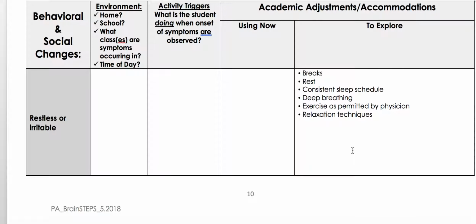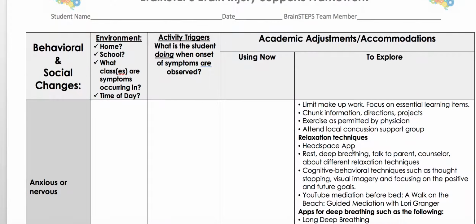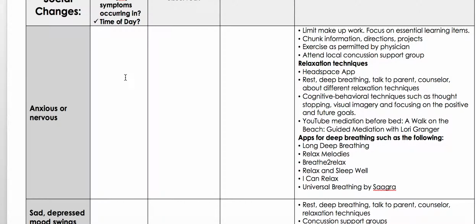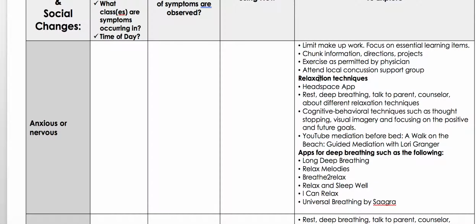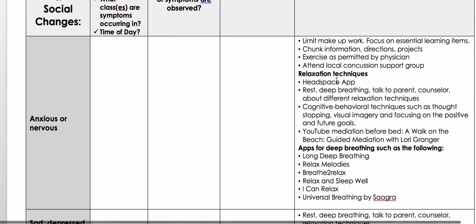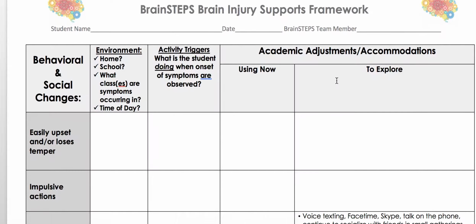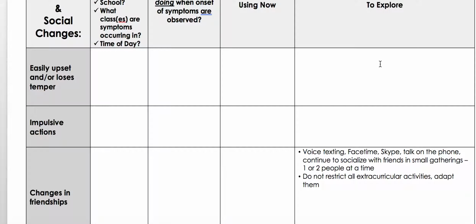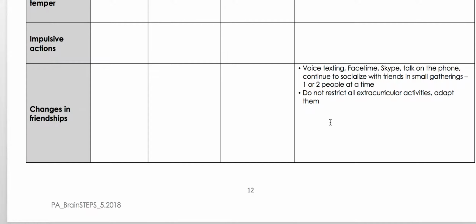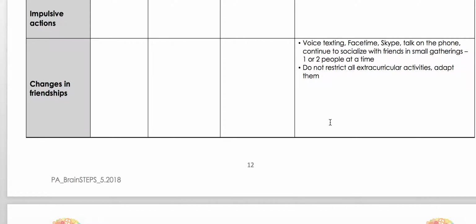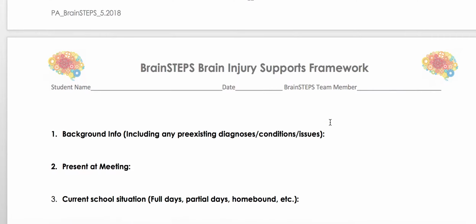Also here, then we transition to behavioral and social changes. So restless or irritable, anxious or nervous. This is used a lot by our teams, and also sad, depressed, mood swings. So we have a lot of relaxation tips here that teachers could employ, and the parents can also use in the home setting. And then as we go down, some of them you might need to add your own in, but it's a working document which your team can customize to your own team's needs.